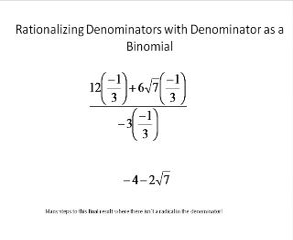Here's our final result. Notice how the denominator is 1. We were able to remove that radical from the denominator again by multiplying by its conjugate.